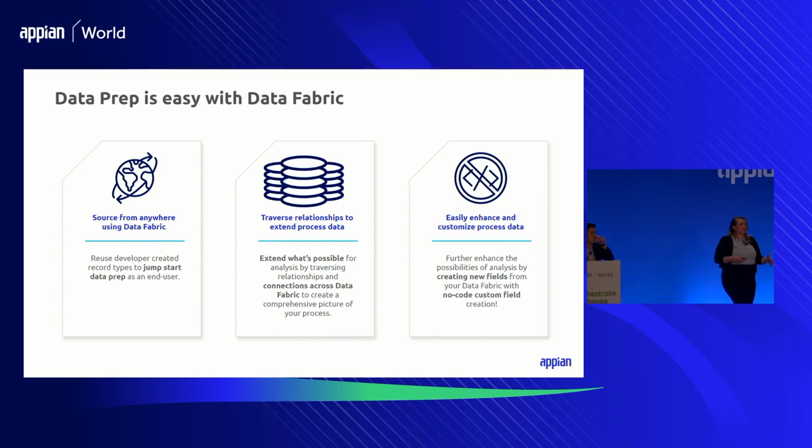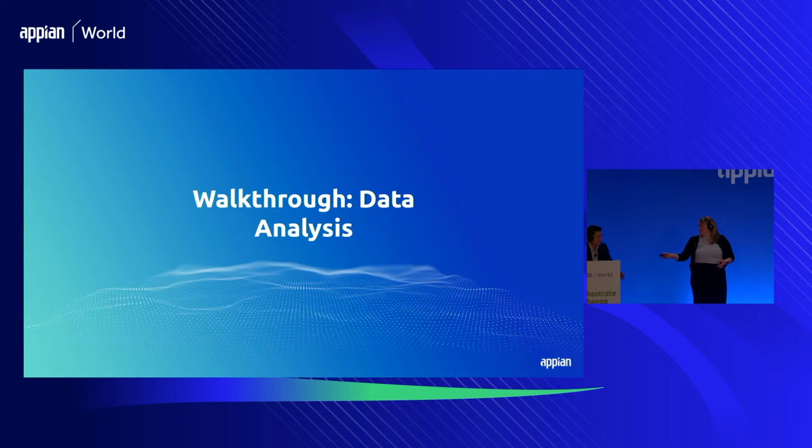And that's it. So as you can see, data prep is easy when you're leveraging data fabric. You can source your data from anywhere, whether it's external systems or internal Appian. You can leverage record relationships and the interconnectivity that your developers have already established in order to enhance your data. And then finally, even as a business analyst, you can continue to augment and enhance your data set so it's ready for analysis and provide those trends for your analysts. So this means that instead of hiring a bunch of developers or spending a lot of time in the data prep part of the process insights process, you're spending your time on what's really important, which is analysis.